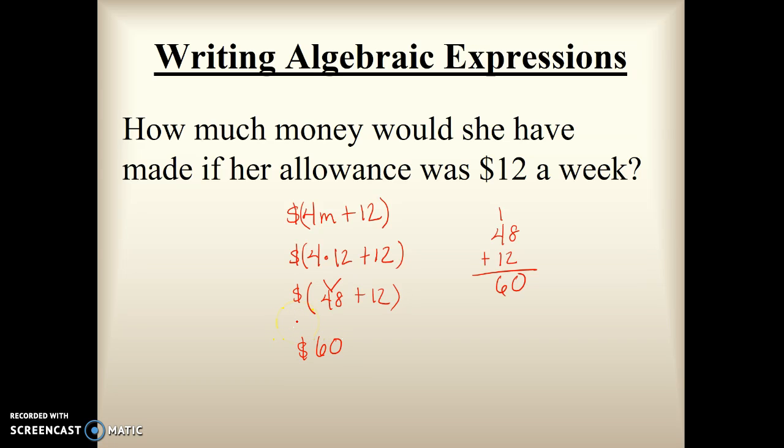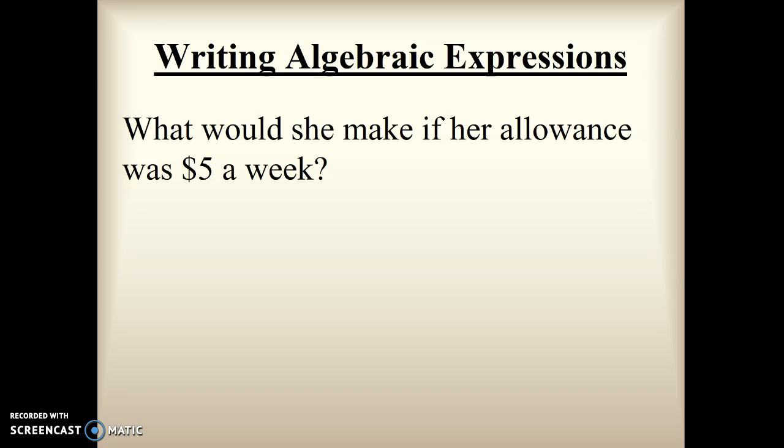Caitlin, are we talking about? Yeah, we're talking about Caitlin still. Caitlin earned $60 in those 4 weeks total. Now we want to know what Caitlin would have earned if her allowance was $5 a week. Go ahead and pause the video and see if you can set this up and substitute in 5 for m and solve it really quick.